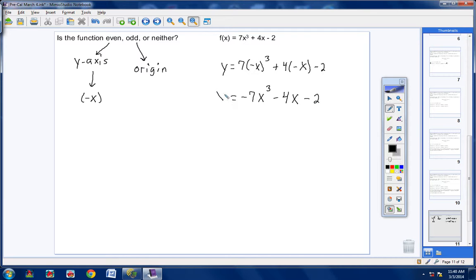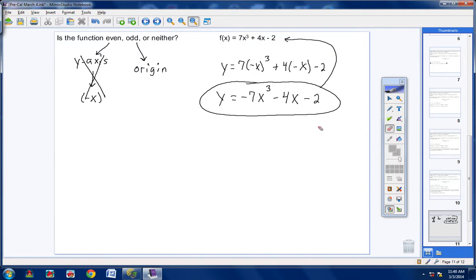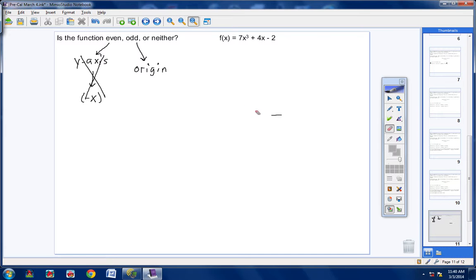I have simplified completely. Did I end up with the exact function I started off with? No, I did not. Not at all. So I do not have y-axis symmetry. Now let's check for origin symmetry, okay? So where the y is, or my f of x, I'm going to put a -y, and everywhere there's an x, I'm going to put a -x.